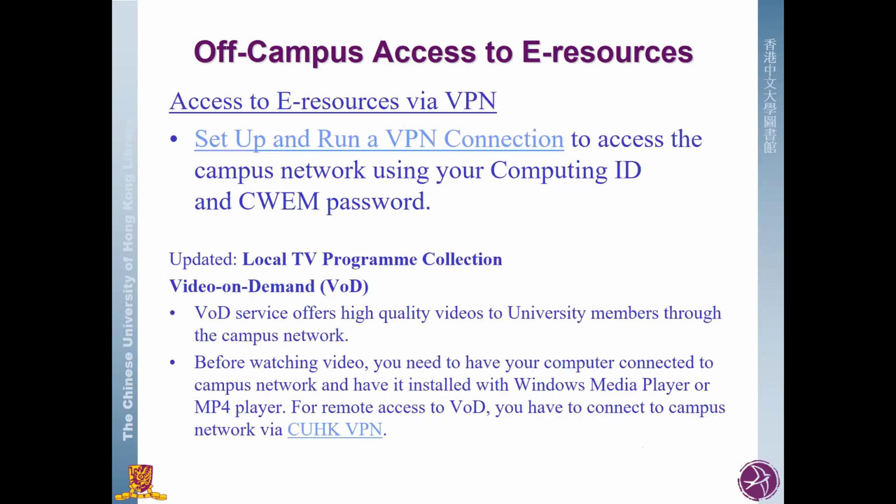The second way we can use is access to e-resources via VPN, and how to set up and run a VPN connection. We need to access the campus network using your computer ID and password. When we set up the VPN, the computer will recognize that we are on the campus network. So on the campus network, when we access the library e-resources, we don't need to log in again.